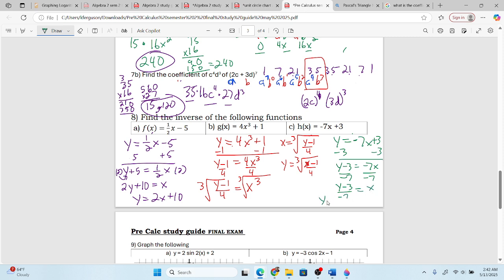And then I'm going to switch positions. So y equals x minus 3 over negative 7. I'm just going to make that negative x minus 3 over 7. That's how you do the inverses.